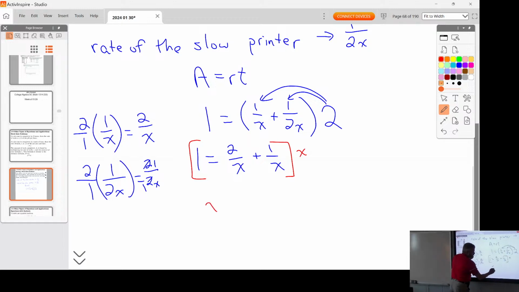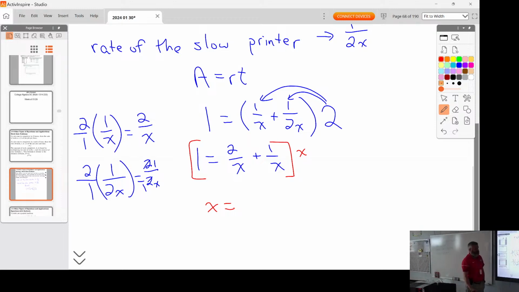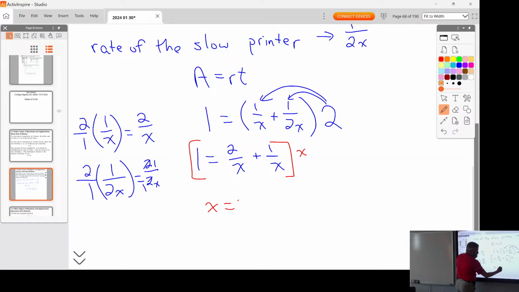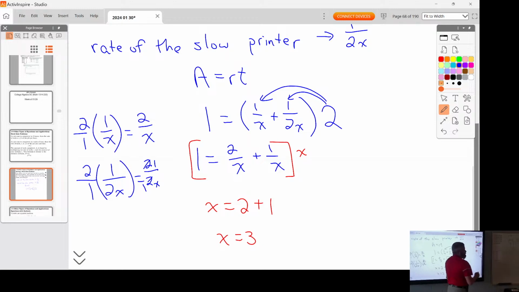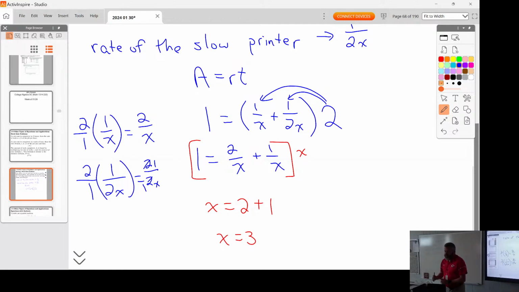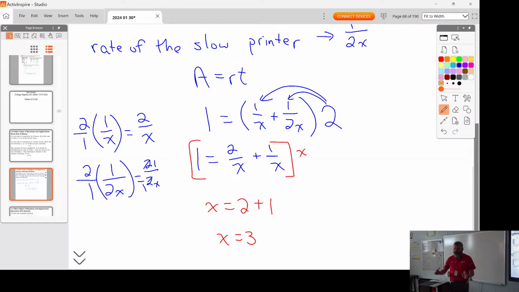X times 1 is x equals, and what happens to 2 over x times x? X's cancel, leaving me with 2 plus 1 over x times x. X's cancel, leaving me with 1, so x equals 3. And this answer, we're not done, but it's important that we did the very first step. We wrote down what x was. What does x represent?